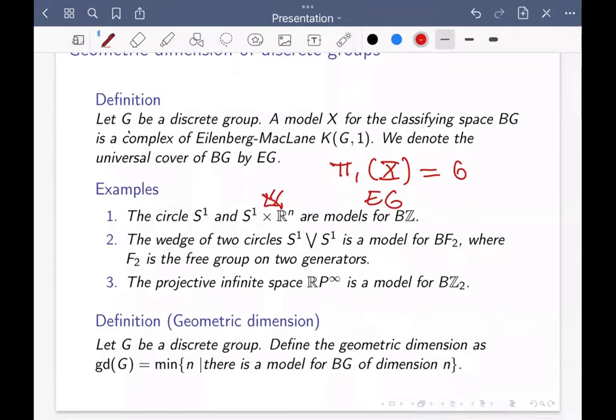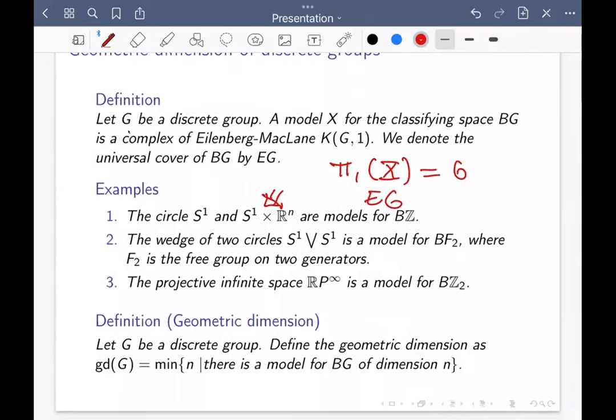Another example is the projective infinite space RP infinity, which is a model for BZ/2, the classifying space for this group. The classifying space is important because if you have a model for it, you can compute the homology and cohomology of the group. Also, we can classify principal G-bundles using this classifying space.